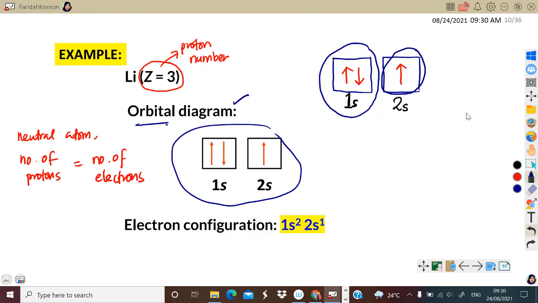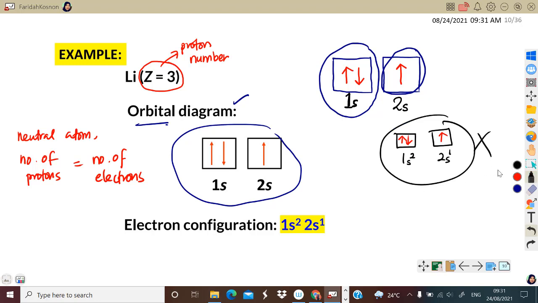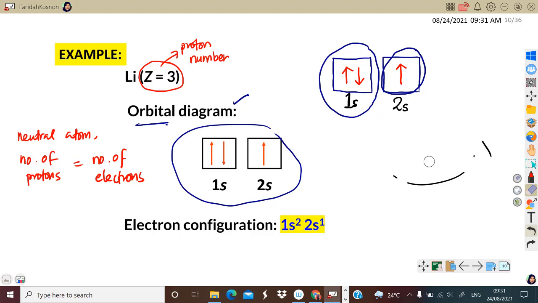Kalau pelajar tu buat macam ni kita nak kena beri peringatan lah. Kalau dia buat 1s, lepas tu dia isi, lepas tu dia tulis kat sini 1s2 dalam orbital diagram ni. Lepas tu dia buat pula 2s, lepas tu dia isi satu lagi, lepas tu dia tulis kat sini 2s1. Ini salah. Kenapa salah? Sebab orbital diagram tak ada number of electron dekat atas orbital tu. So jangan buat macam ni. Saya padam sebab nanti kalau tak awak ikut. Ini orbital diagram. So this is the way how we write the orbital diagram.